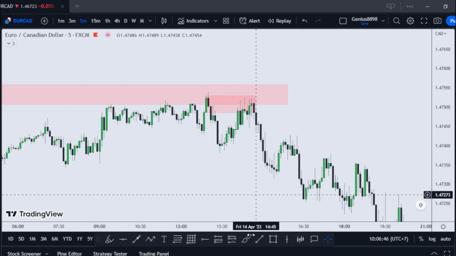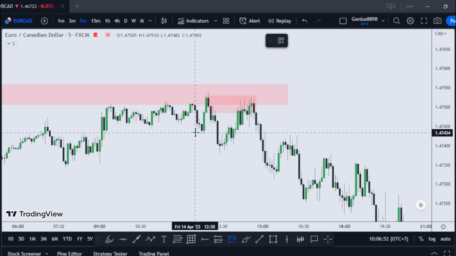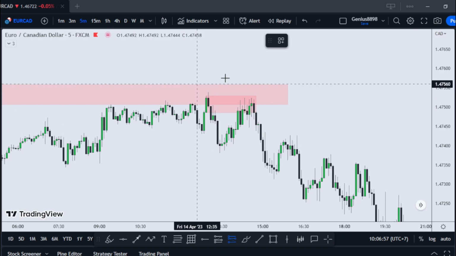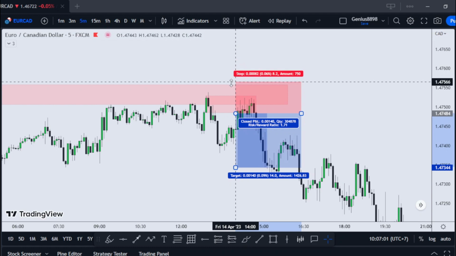So based on this, we already have two confirmations, right? The one bigger supply zone and now one smaller supply zone in here. We have a market structure shift, which is a break of structure here. So that is a really beautiful trade to take. So you can just trade it from here.